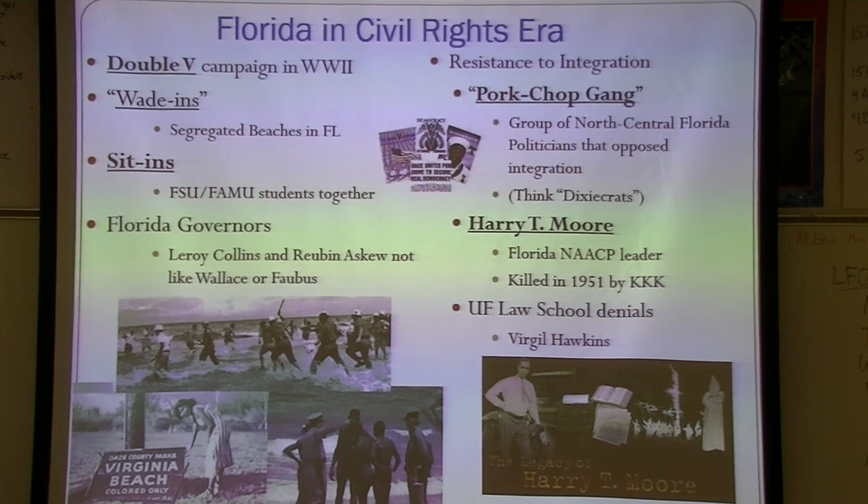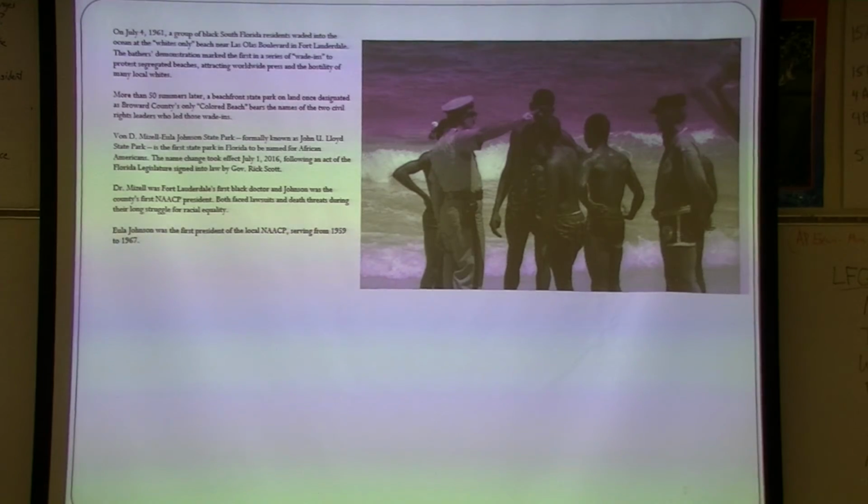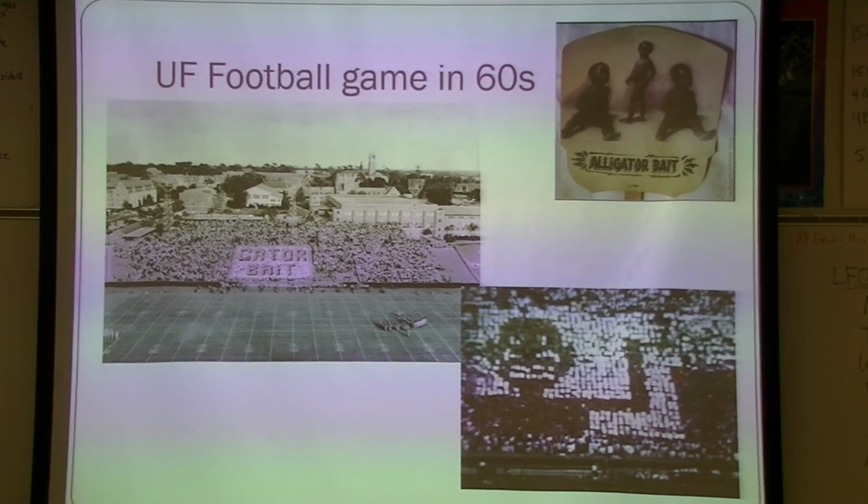history in Florida, where most of our universities were pretty free with things. The University of Florida itself was not denying people, but their law school had denied Virgil Hawkins for many years, even though he had the test scores. Once again, this is where some of the wade-ins happened down in South Florida, also in Jacksonville, at some of the beaches there.